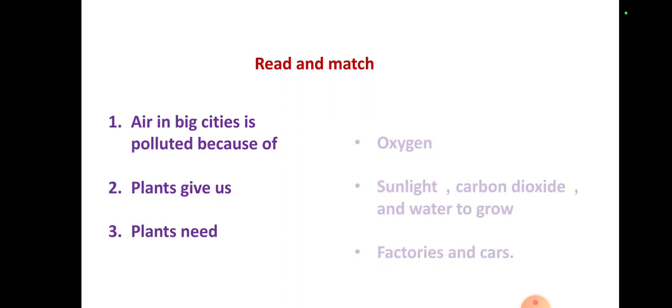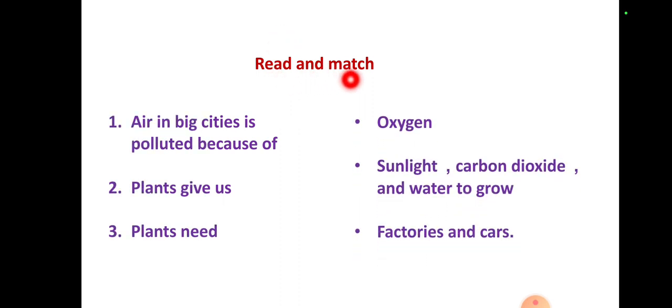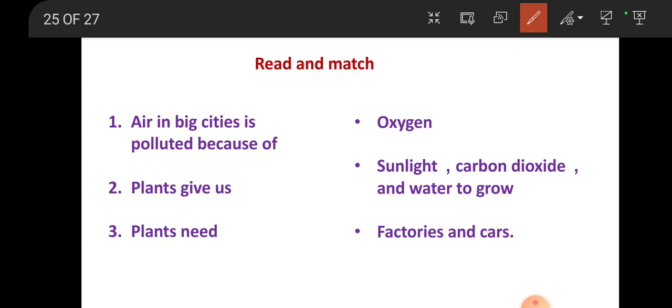We have here another question. Read and match. It's a very interesting question. Number 1, air in big cities is polluted because of. Is it because of oxygen, or sunlight, carbon dioxide and water to grow, or because of factories and cars? It's very easy. Air in big cities is polluted because of factories and cars.